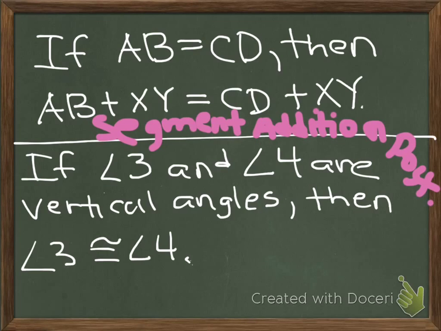And then the bottom example, if angles 3 and 4 are vertical angles, then angle 3 is congruent to angle 4. You want to think about whether vertical angles are congruent or not and what makes that so. And so you want to think about the vertical angles theorem here, which states that if they are vertical angles, then they are congruent.